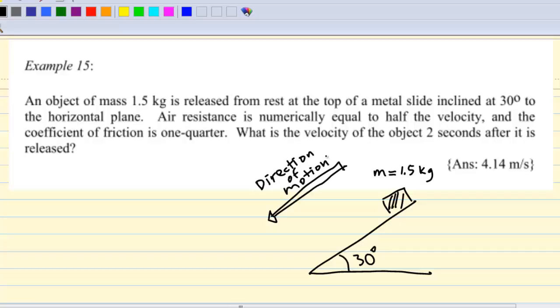Now, the air resistance is numerically equal to half the velocity. So that means there is air resistance opposite the direction of motion, and this air resistance is equal to half times the velocity. At the same time, the coefficient of friction is 1/4. That means there is a friction opposing the motion. Coefficient of friction is 1/4.